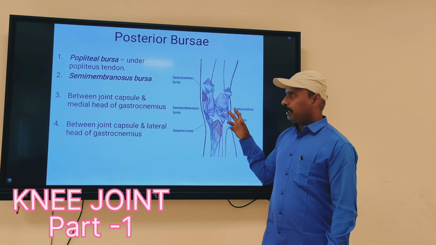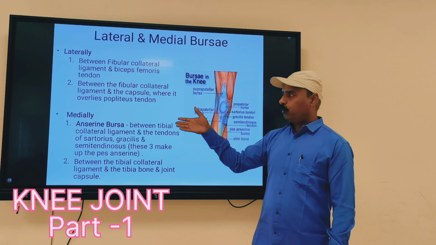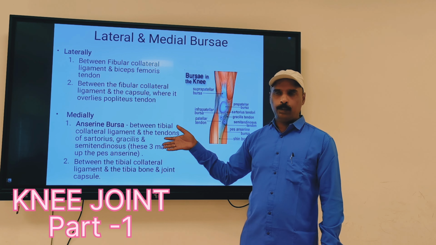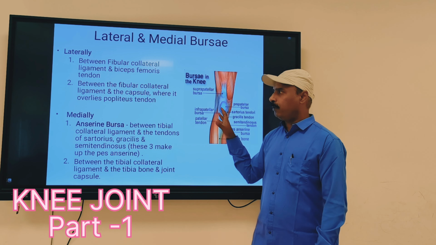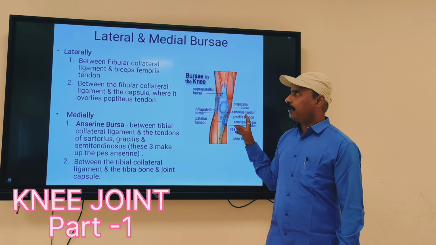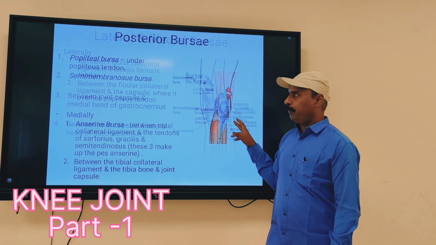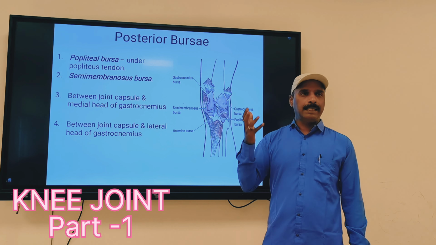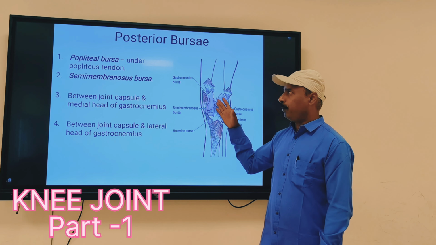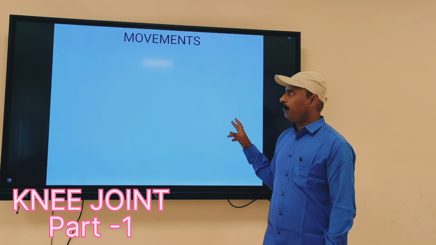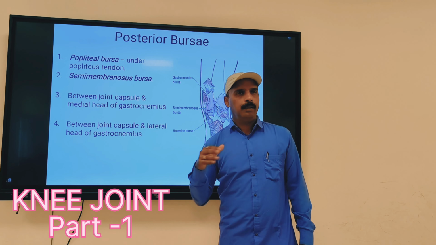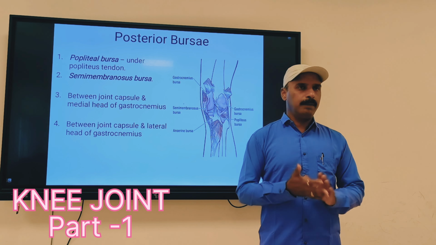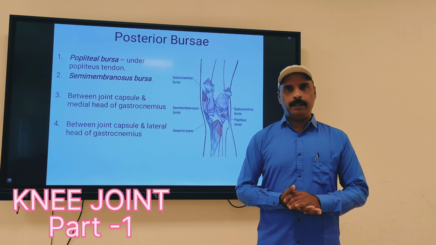So laterally 2, medial 2, anteriorly 4, posteriorly 4, making the total. These are the bursas we have to remember, but the explanation is not required; you have to remember the posterior bursa. This is almost all we have come across in the first part of the knee joint.